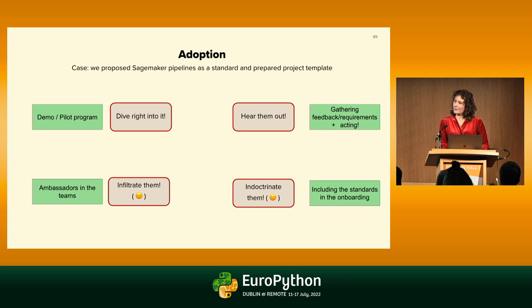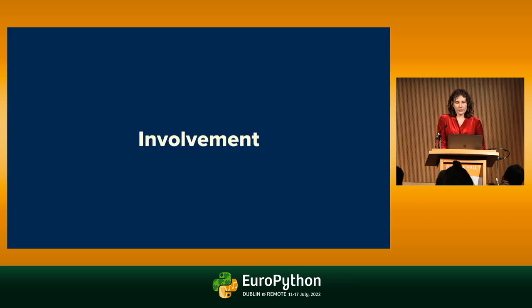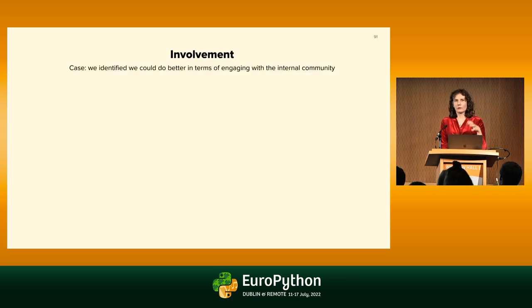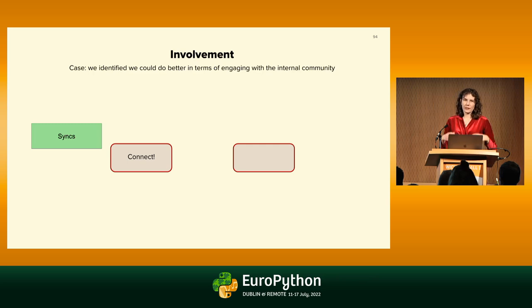And now comes the new category, involvement. So our case was that quite early on in our team we identified that we need to engage more with this internal community. So our natural thought was, let's connect with them. And what could we do? Basically, when it comes to connecting, we established sync meetings. So every month we are meeting with each of the teams, learning about what they are up to, what they need. We are telling them about our projects, and we are seeing how we can help them in the future.